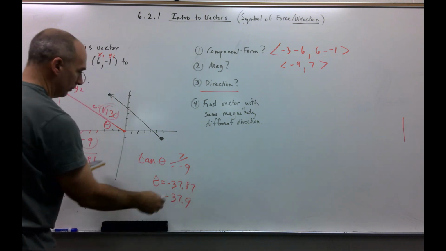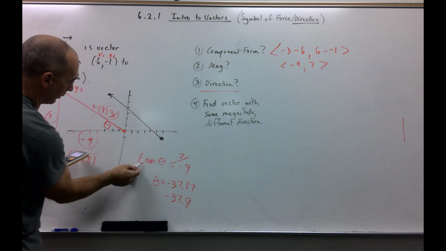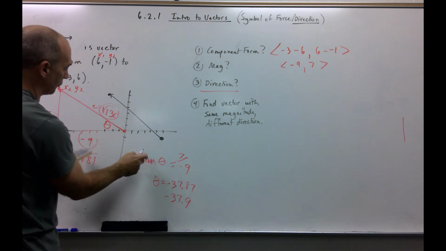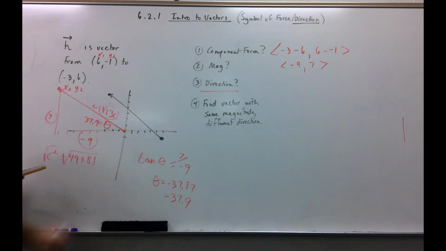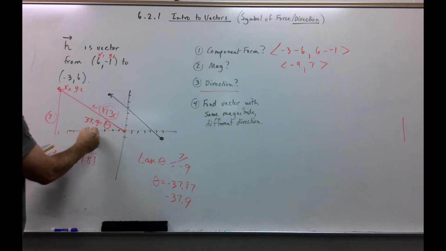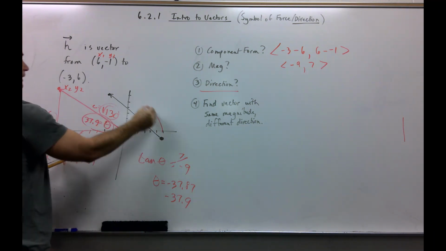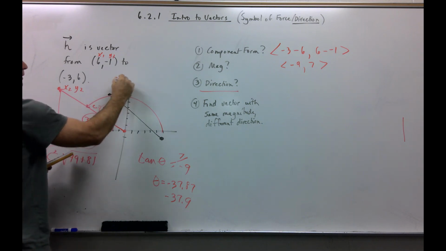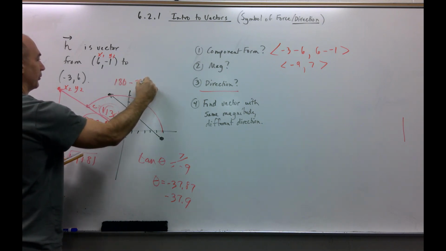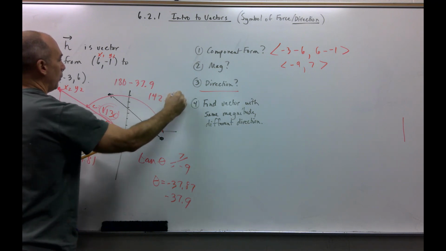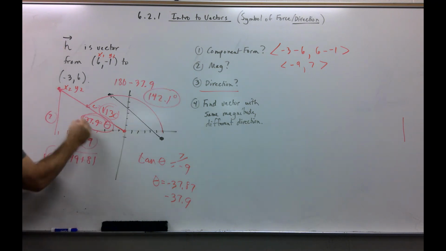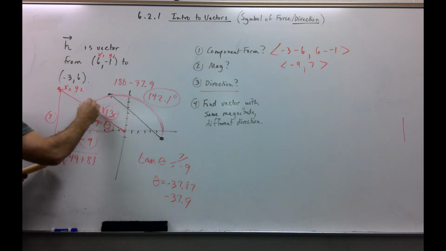Now, it's like, whoa, wait a minute. That's not down here. See, your calculator doesn't know what quadrant you're in. So I just told you that this is 37.9. But that's not the direction angle. The direction angle is how far you had to spin your spinner to get there. So that'd be 180 minus 37.9, which is 142.1 degrees. This is your reference angle. Your direction angle is how far you spin your spinner to get to that point.